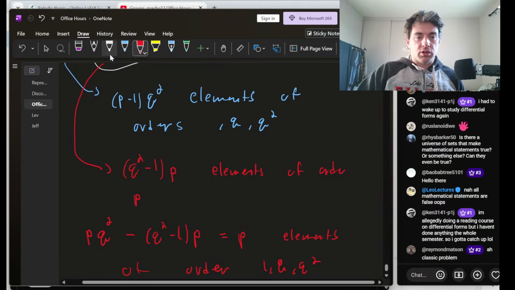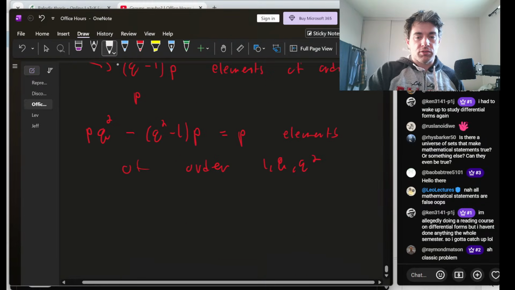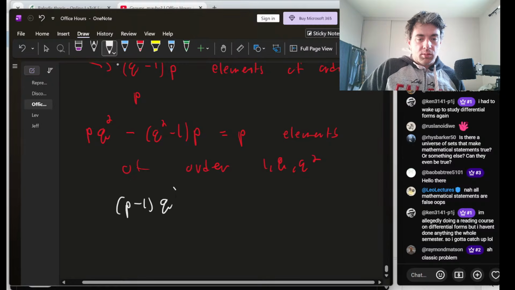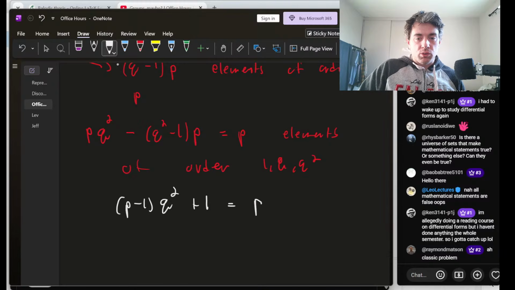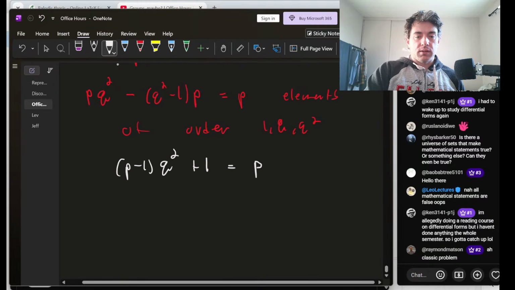But now here's our contradiction, right? Because it would have to then be that p minus 1 times q squared plus 1 is equal to p. Wait, why is that impossible?